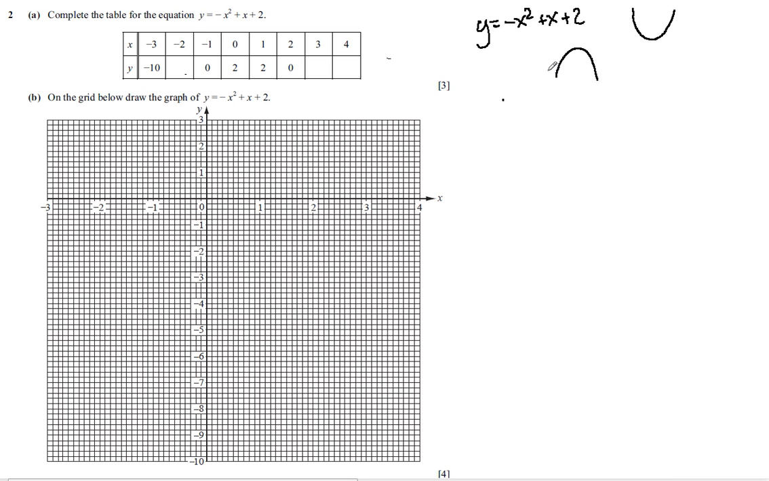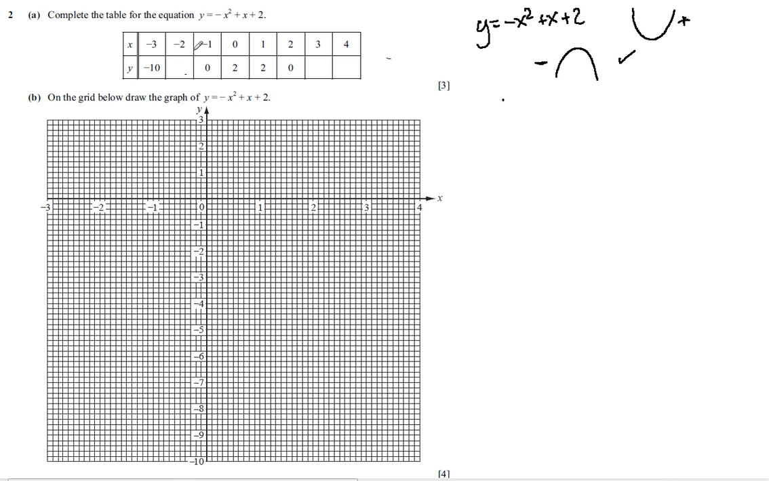Okay, so the way that we can tell whether we're going to get a happy face or an unhappy face is the sign in front of the x squared. It's a negative, so we're going to have an unhappy face in this graph over here. But if it was a positive number like 3 or 4, then you'd get a happy face as a shape. Okay, so this is the one we should get when we do this table.